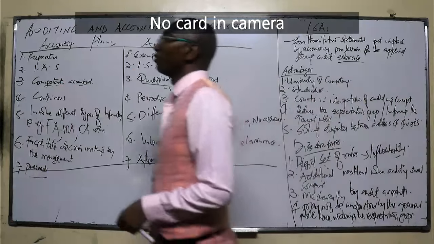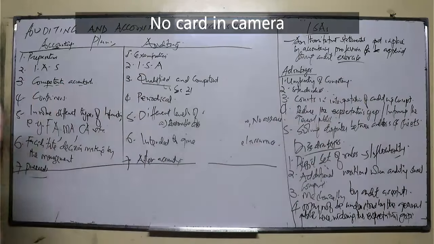Who are the users of books of accounts? Leave alone the audited accounts. Which users do you list down when you're talking of users of books of accounts? Everybody can come up with a point. At least management, shareholders, lawyers, consultants in general, financial institutions like lenders.